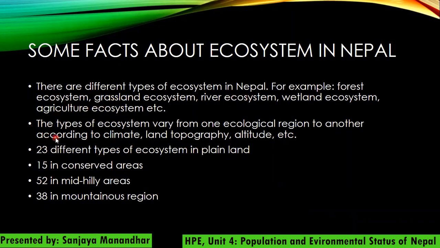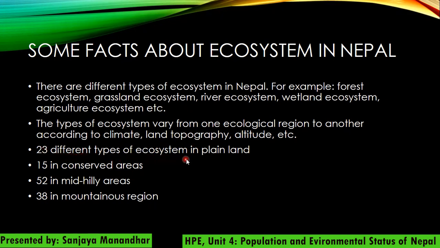Second, the types of ecosystem vary from one ecological region to another according to climate, land topography, altitude, etc. The ecosystem can be different in different ecological regions because they have different climate, different land topography, and different altitude. So the ecosystem will be different, so we are going to read separately.